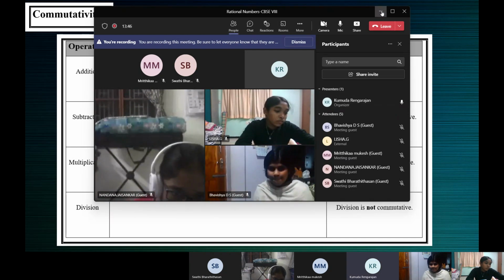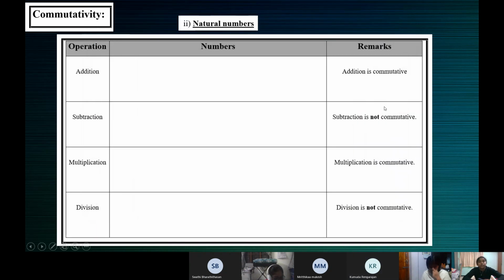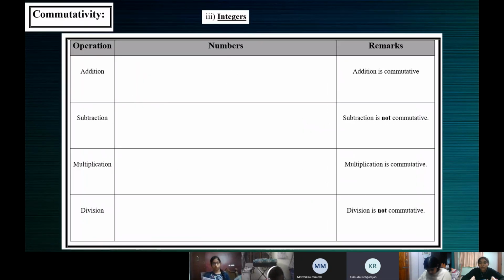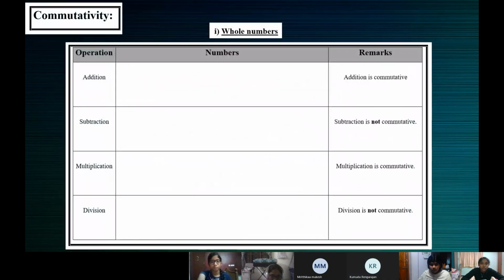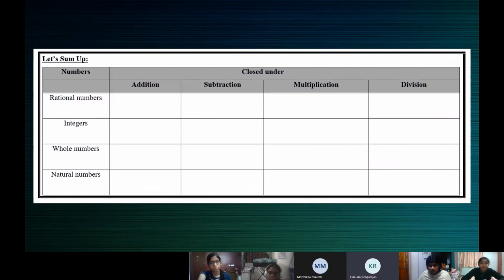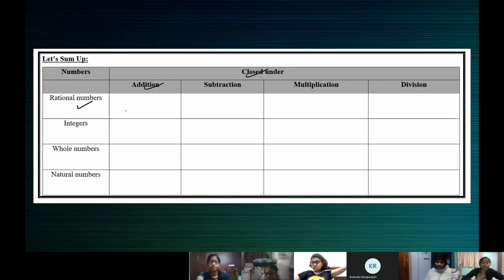All right, children. So I think for closure property, we need to discuss this table, right? This table for closure property? Yes, ma'am. Okay, so now let's sum up. Rational numbers are closed under addition. Yes or no? Yes, ma'am. What do we understand by that?